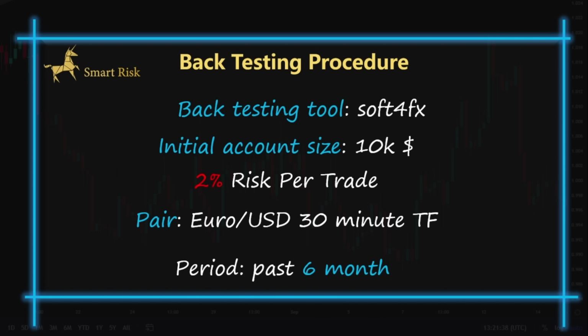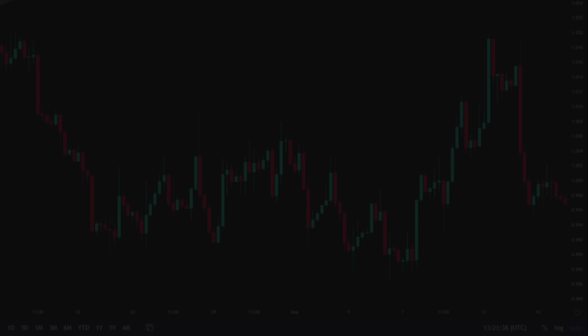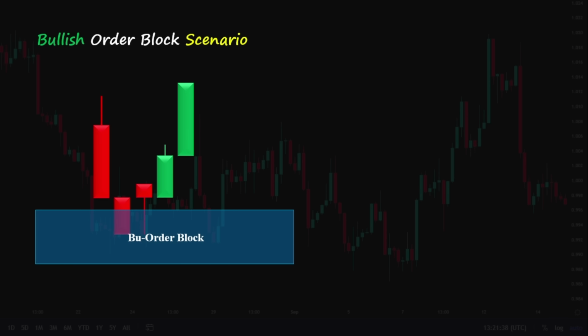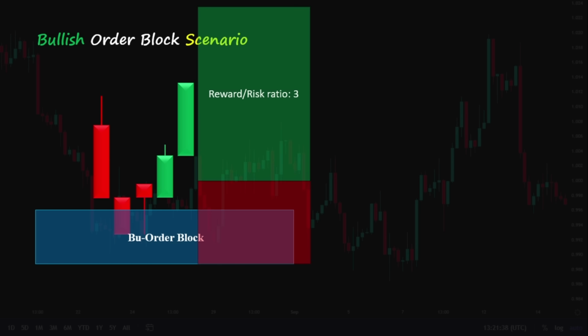Therefore, I will now describe the method and guidelines that I used to backtest these order block indicators. For the bullish scenario, I first waited for the price to reach the order block zone and be rejected from it, then I entered a long position where the bullish candle reached the close of the recent red candle, with a reward to risk ratio of 3. Furthermore, I set my stop loss at the lowest point of the bullish order block zone.